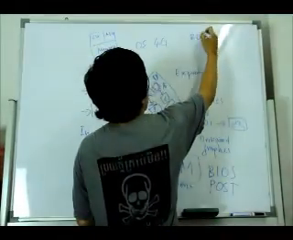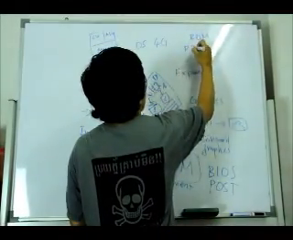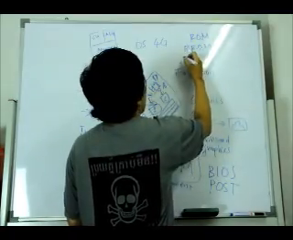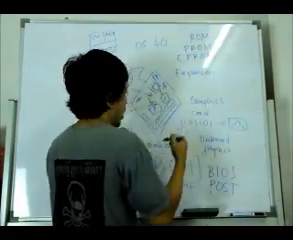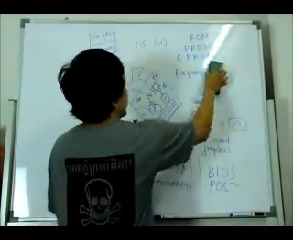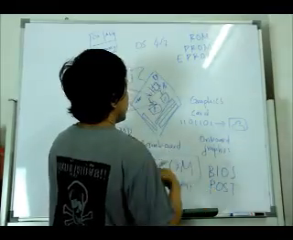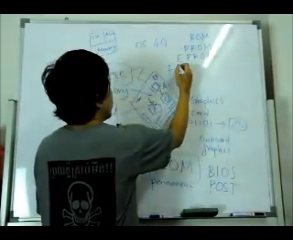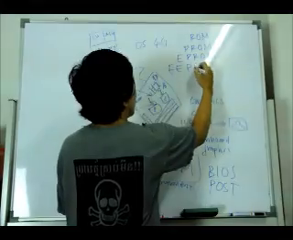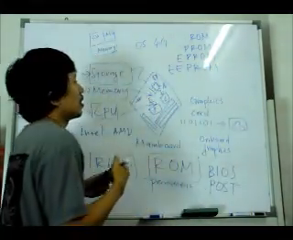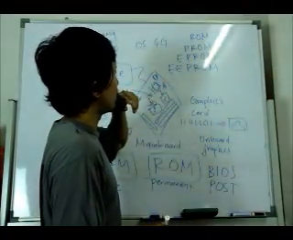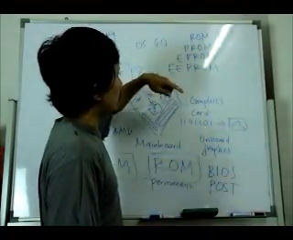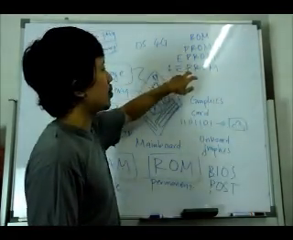We have read-only memory, and then programmable read-only memory, and then electrically programmable read-only memory, and then electrically erasable programmable read-only memory, right? Oh, sorry, so: read-only memory, programmable, erasable programmable, electrically erasable programmable read-only memory, and then we have flash.